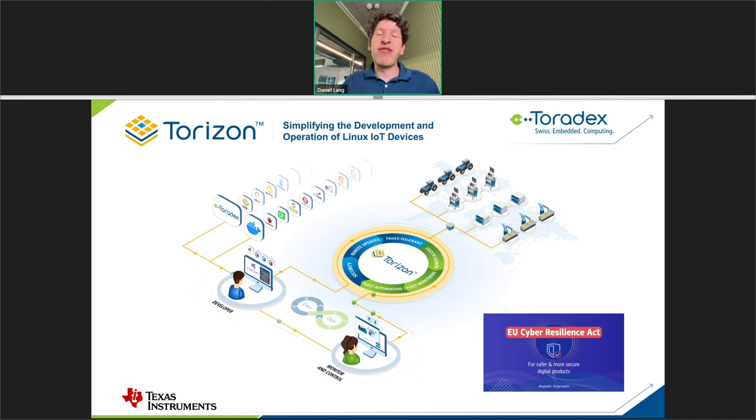And of course, with ML and MLOps, it's very important that you can update your neural networks, because you will constantly improve them in a typical case. Also, I want to highlight the EU Cyber Resilience Act. There are more and more strict cybersecurity regulations coming, and this is really built to comply with that. So we do SBOMs, vulnerability monitoring, and all of that. So if you use this TI AM69, you get that with the board basically for free.